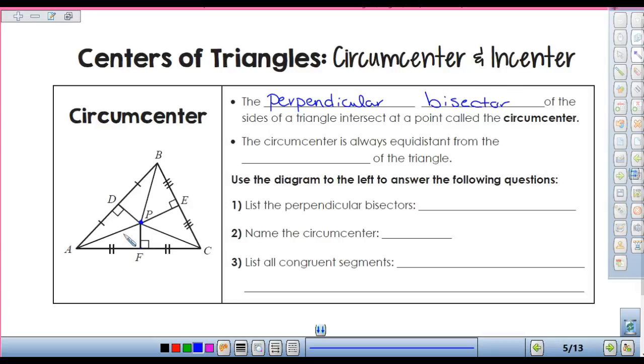Okay, so if we list the perpendicular bisectors, P is a perpendicular bisector. Okay, guys, what is a perpendicular bisector? Yeah, it makes a right angle and it bisects the side. So what part bisects the side? DE. That's the part that bisects it and makes right angles. DP does that side. So DP works.